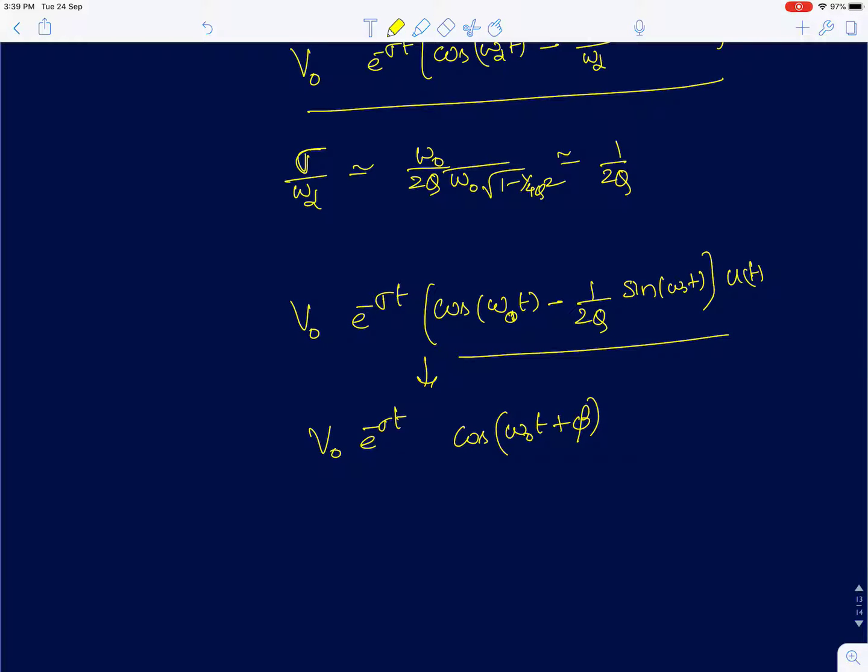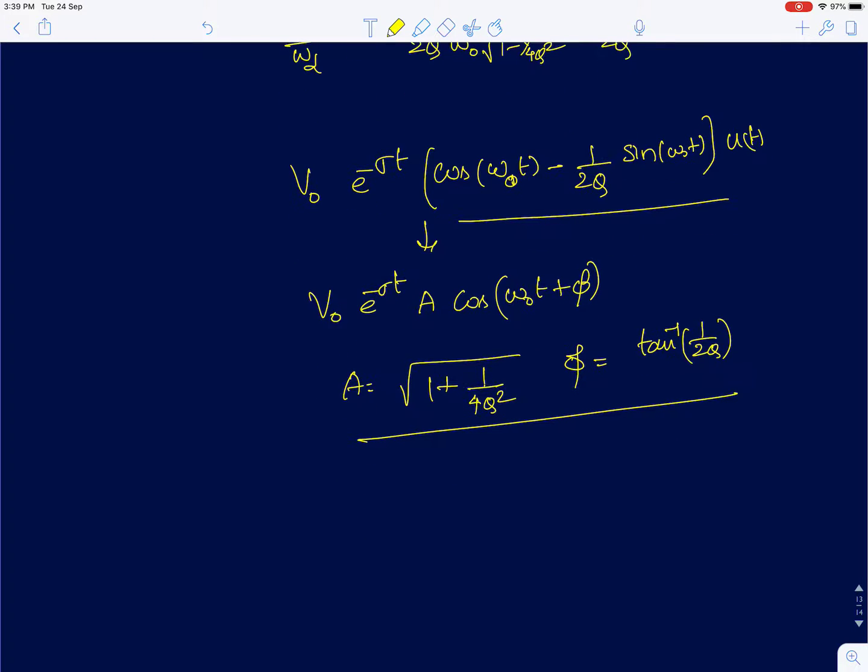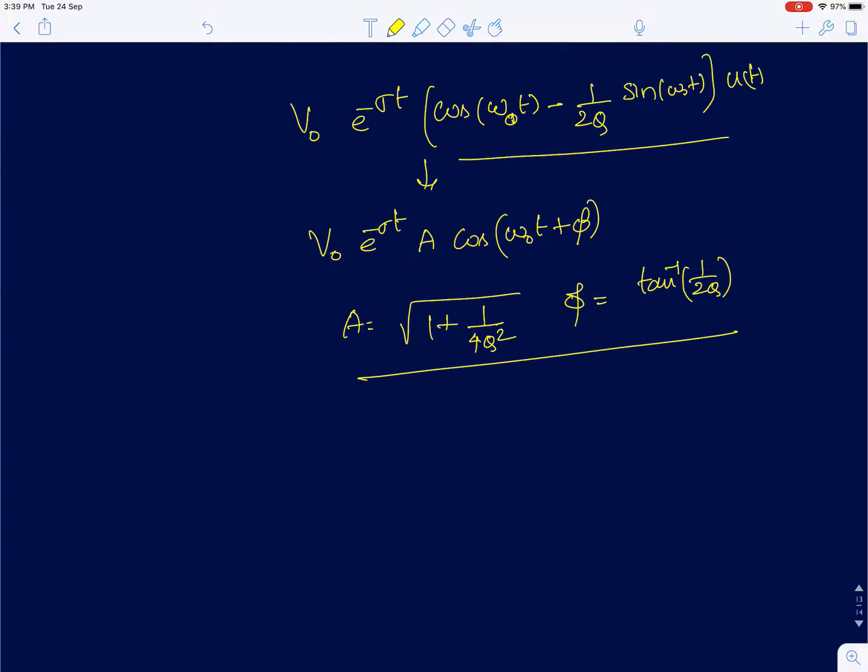I can write it as a single cos signal with an amplitude A. Now the amplitude A will simply be root of 1 plus 1 by 4Q square, and phi is going to be tan inverse of 1 by 2Q, or phi is approximately 1 by 2Q. For large values of Q, in fact I can ignore the second term and simply write it as V naught e power minus sigma t into cos of omega naught t into u of t.